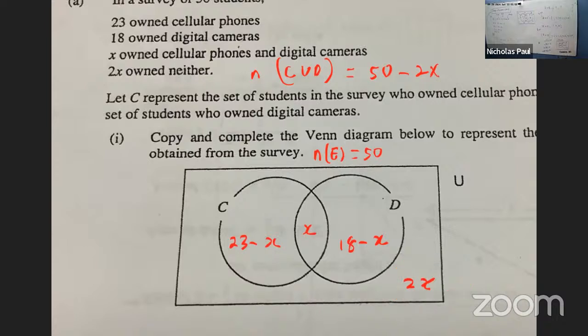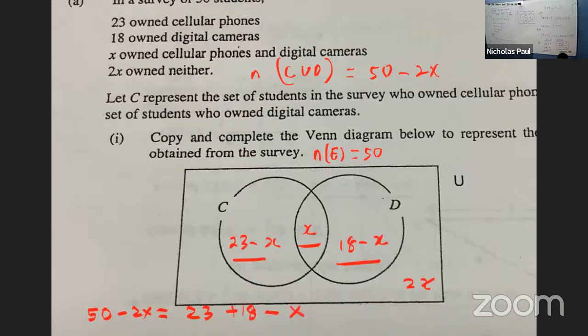So what does 50 minus 2X give you? Well, 50 minus 2X is this plus this plus this. Using the formula, right? I just want to write it underneath. The formula is C union D, which is 50 minus 2X, is equal to the number in C, which is 23, plus the number in D, 18, and you're minusing the intersection.